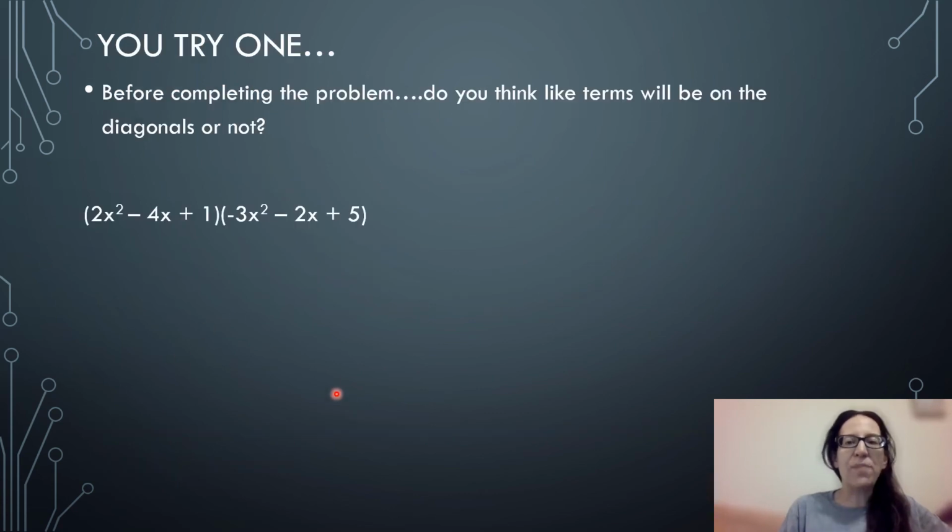All right, so this is the last one. You try one, but before completing the problem, do you think the like terms will be on the diagonals or not? So take a look at what I just said, take a look at the problem you have, and just think to yourself, okay, are these going to be like terms or not? Pause the video, work the problem out, and then resume the video, and we'll go over it.